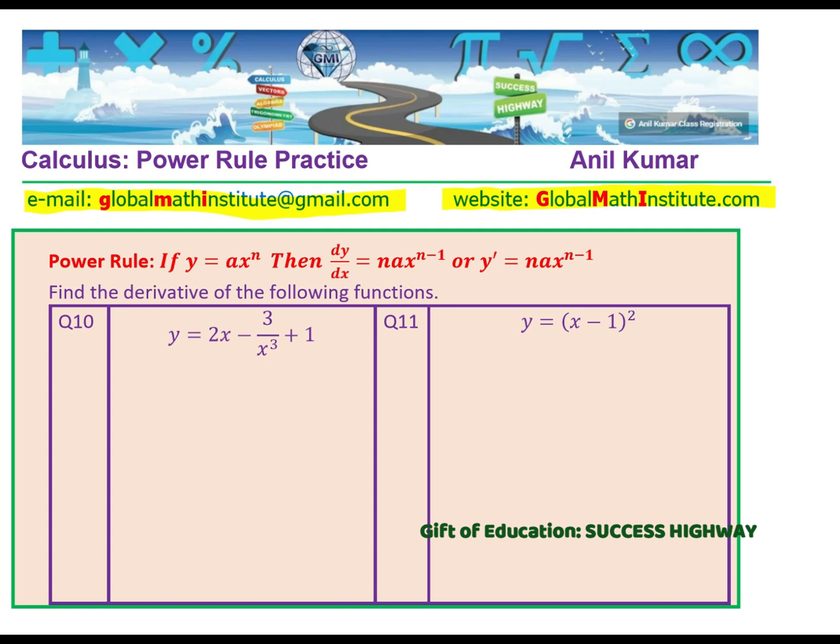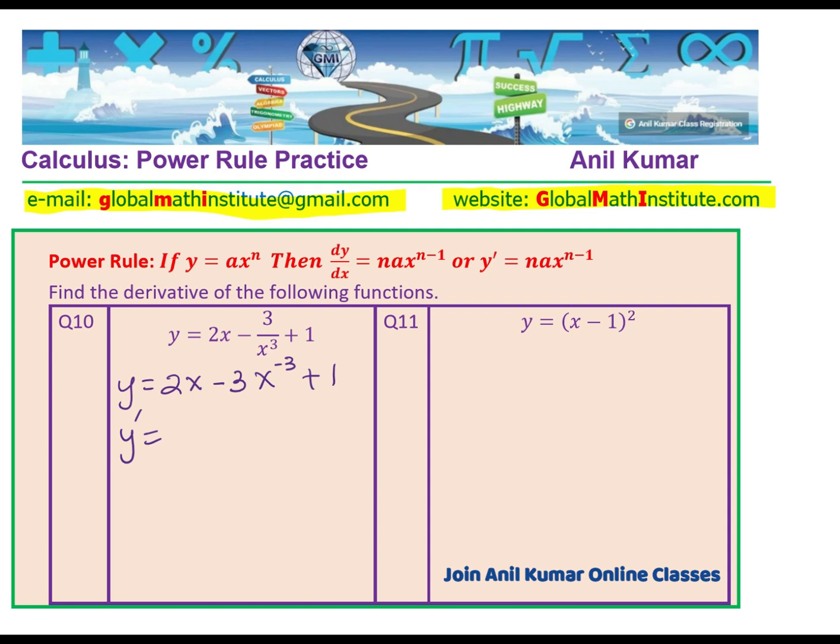Let us solve these questions. y equals 2x minus 3 over x cubed plus 1. If you want, you can rewrite the question as y equals 2x minus 3x to the power of minus 3 plus 1, and then take the derivative. For the first few examples which we have taken here, it may be a good practice to write it with negative exponents and then get the solution.